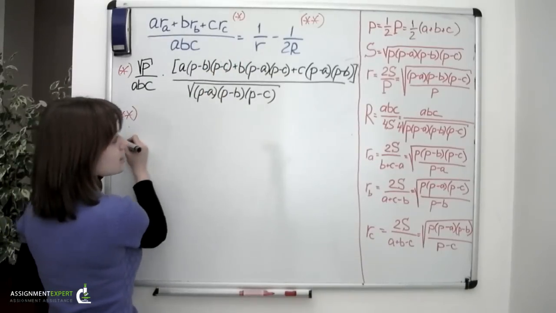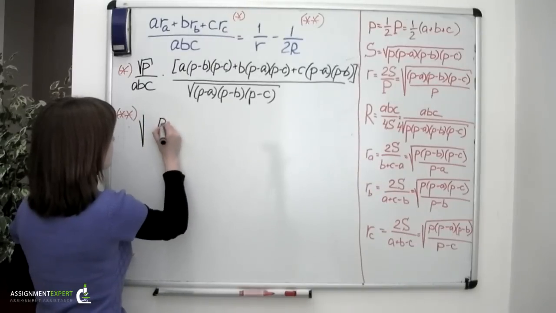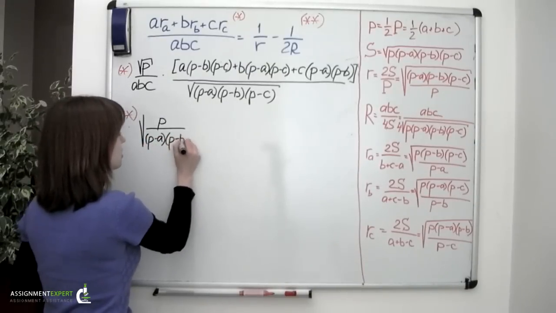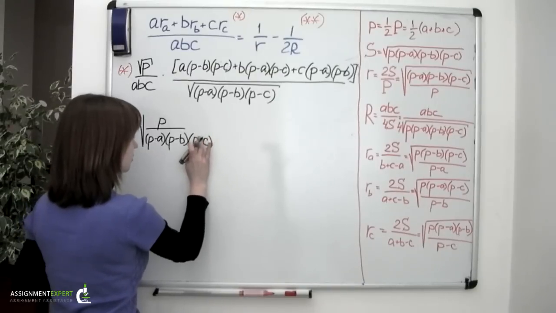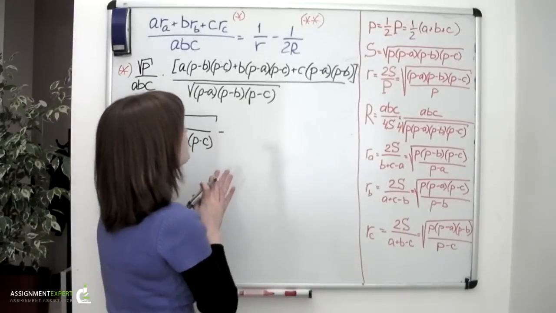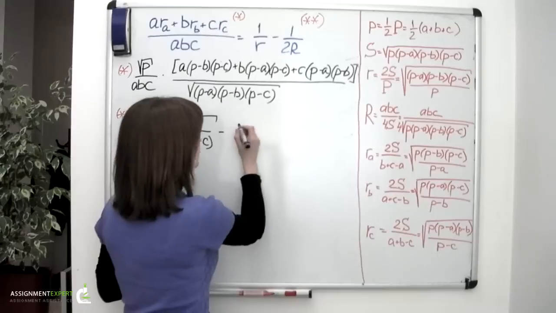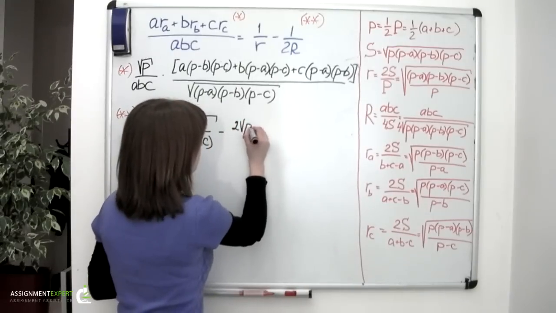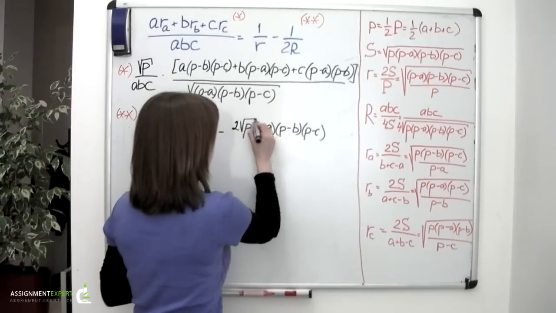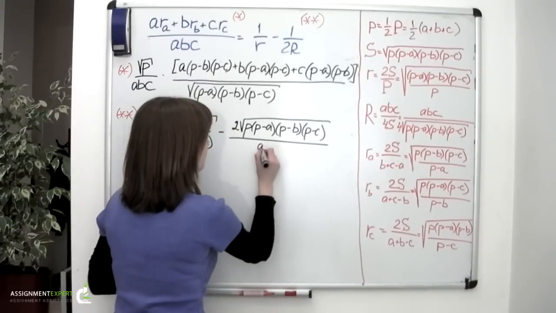1 divided by the inradius will give us the square root of P divided by (P minus A times P minus B times P minus C), and then we'll subtract 1 divided by 2 times the circumradius. So we'll go minus 2 times the square root of P times (P minus A)(P minus B)(P minus C), all under the square root, divided by ABC.